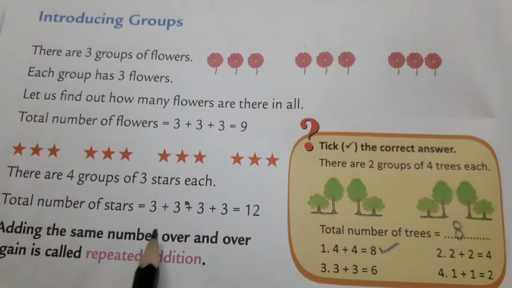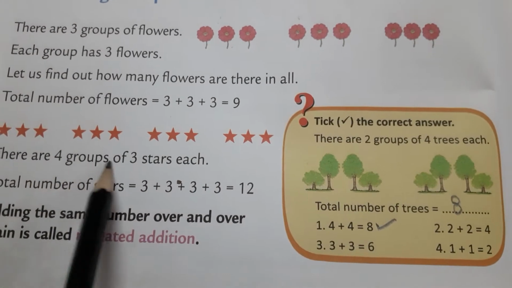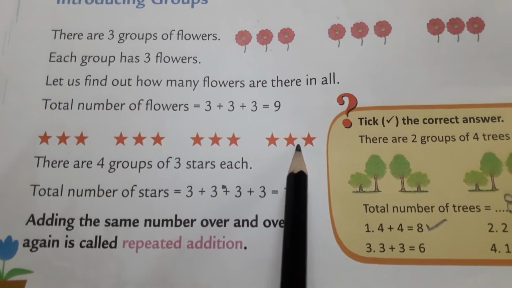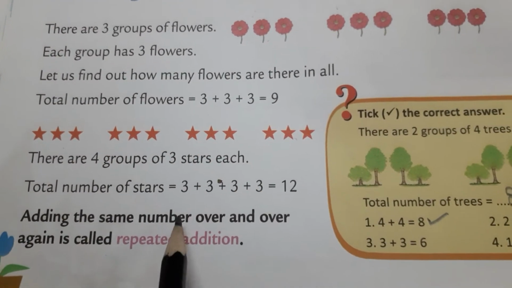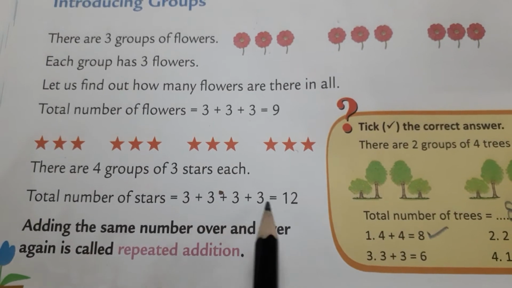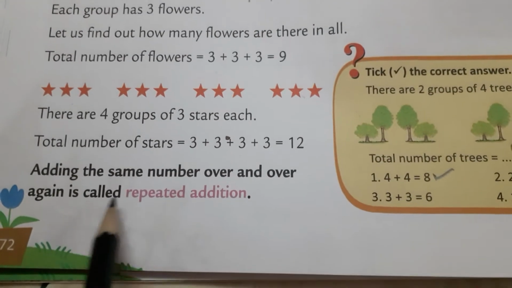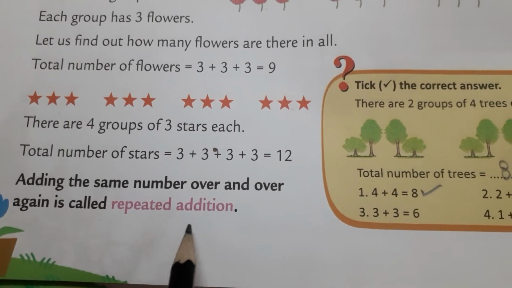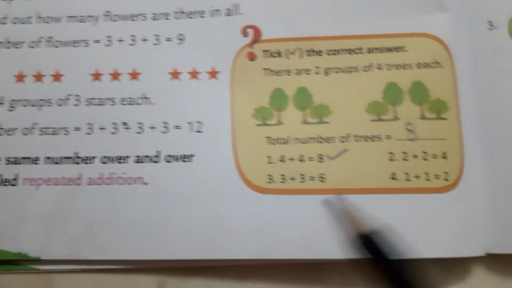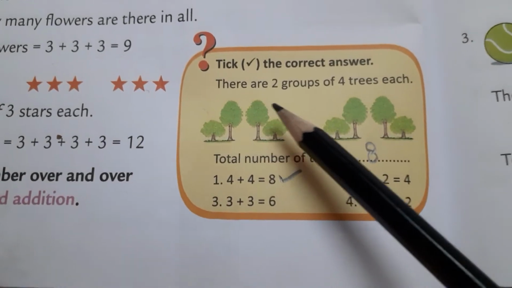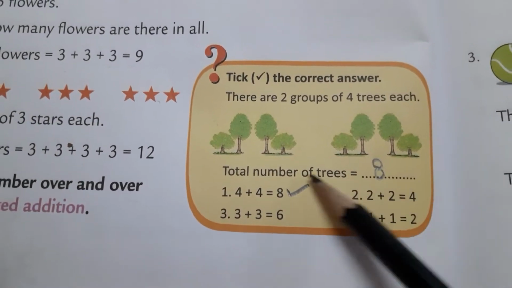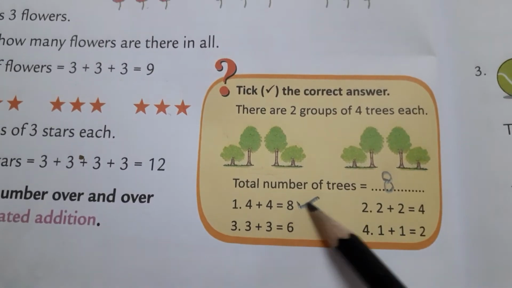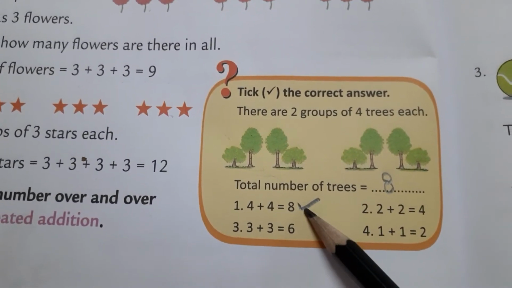Now there are 4 groups of 3 stars each. 1, 2, 3, 4. 4 groups and 3 stars in each. So we will add 3 plus 3 plus 3 plus 3, that is 12. Adding the same number over and over again is called repeated addition. Now an example: there are 2 groups of 4 trees each. 4 trees, 4 trees. 2 groups are there. Now the total number of trees is 8.